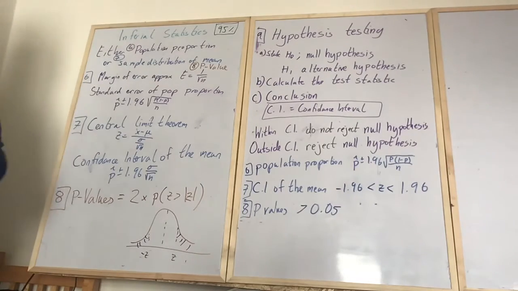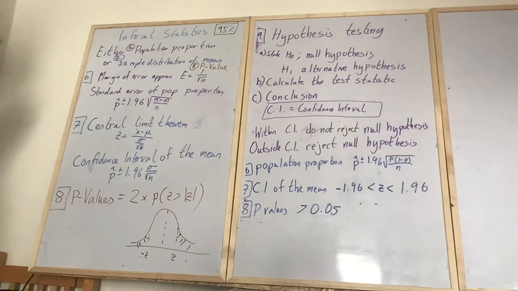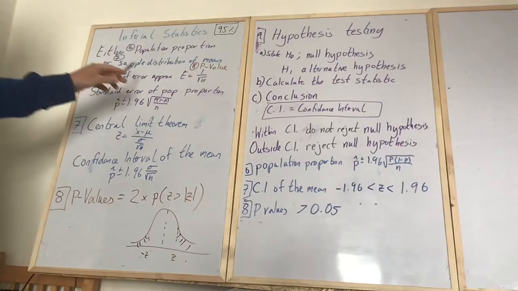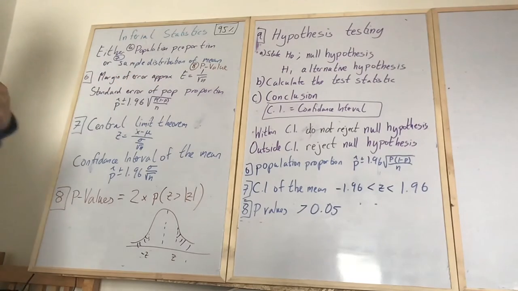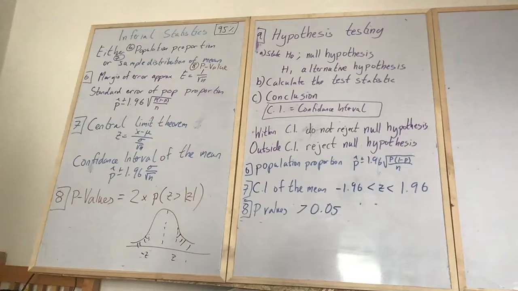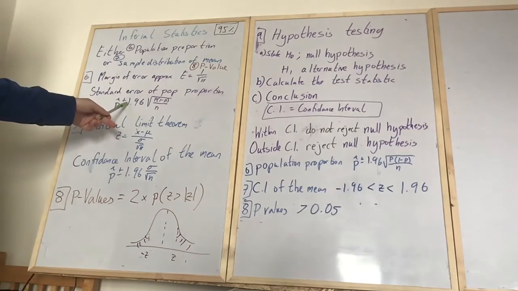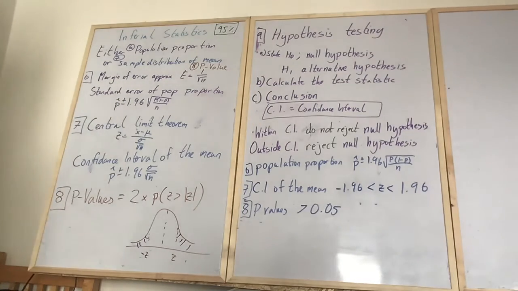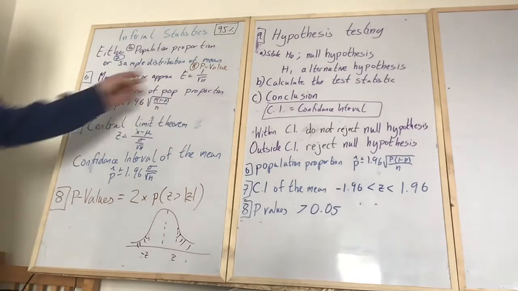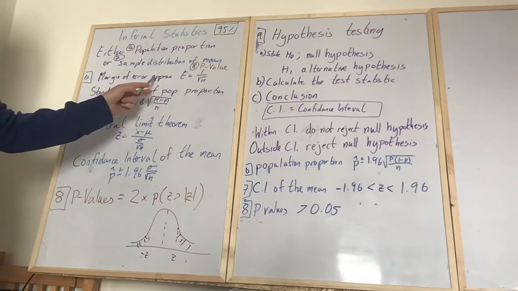So the first one, the margin of error for population proportion. The first formula we have is the approximate margin of error, which is E equals 1 over the square root of n. The second one is the standard error for population proportion, where p hat plus or minus 1.96 by the square root of p multiplied by 1 minus p all over n will give us our 95% confidence interval. We generally use the standard error of population proportion unless they ask us for the error approximation, in which case we use the first formula.